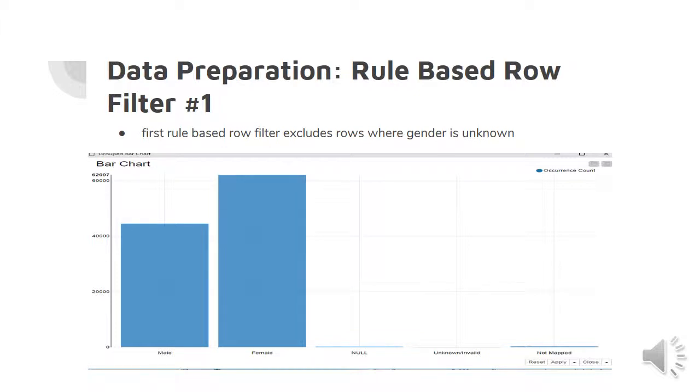The first rule-based row filter that we used was applied against the gender variable. We had several unknown categories. We had null, unknown, invalid, and not mapped. And according to the bar chart here, it was less than 100 records for each one of those categories. So we decided to remove them from our data set using this rule-based row filter.